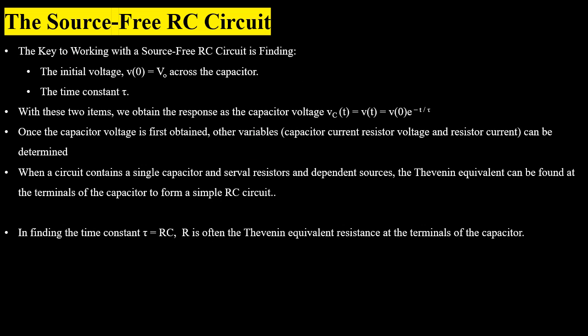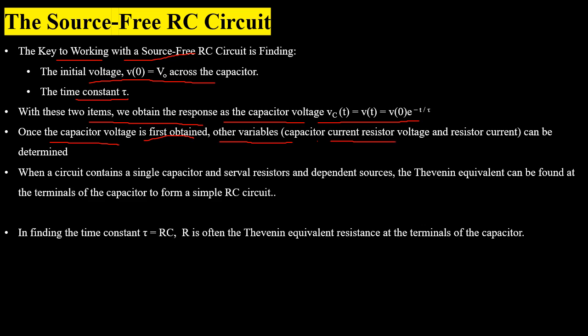Now for any source-free RC circuit, you have to keep two things in mind. The first is to note down the initial voltage V0 across the capacitor and the time constant tau of the circuit. With these two quantities, you can obtain the voltage across the capacitor V of t, which will be equal to V0 times exponential power minus t over tau. And once you know the capacitor voltage, you can easily find the other circuit variables like the current through the resistor, the voltage across the resistor, and the current through the capacitor.